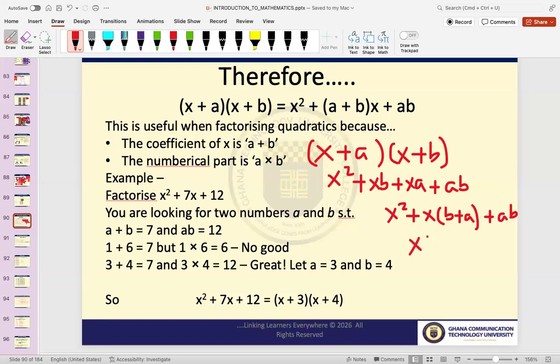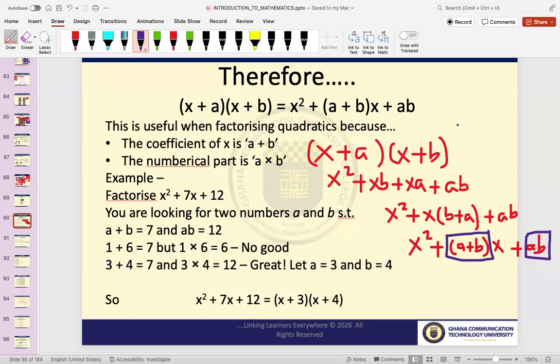And then finally, we have x squared plus. We all agreed this morning that when it comes to addition, order doesn't matter. So b plus a is the same as a plus b. So a plus b x plus ab. Now look at some nice observation here. Watch this side. A plus b, a times b. We are going to use them.